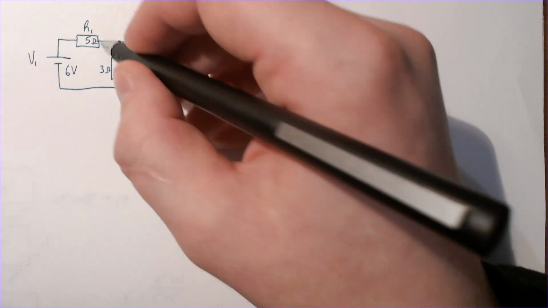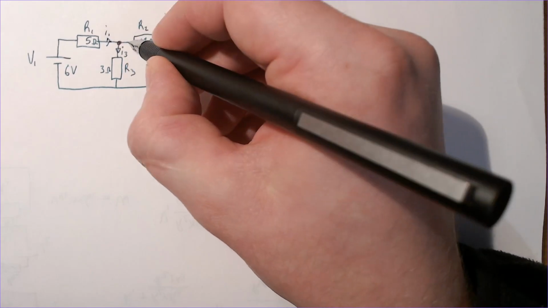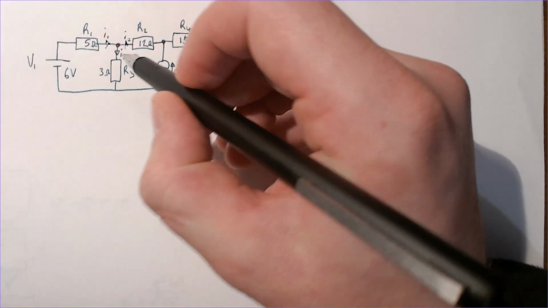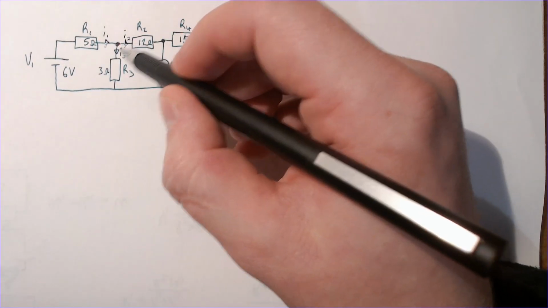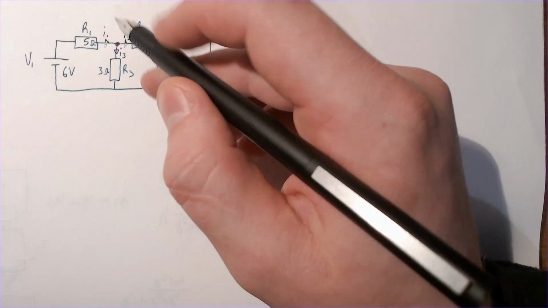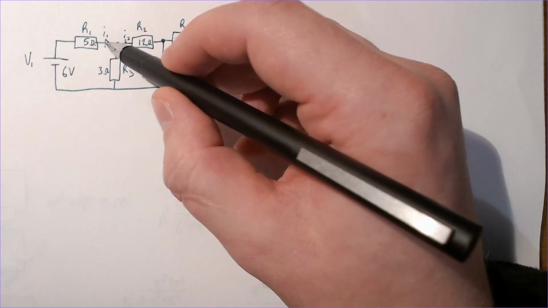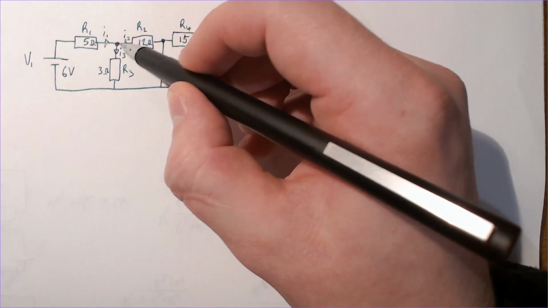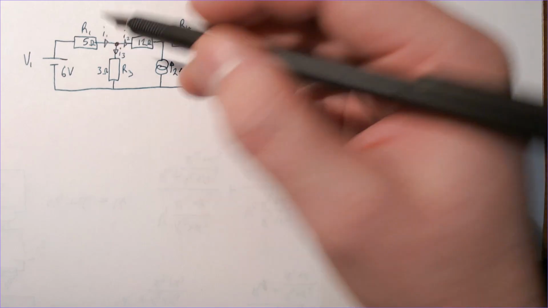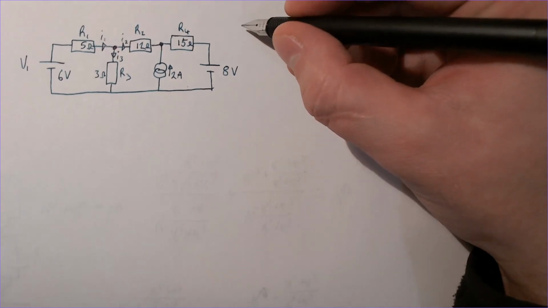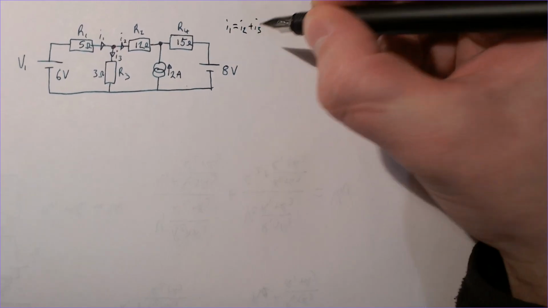That's I3 already. Let's call this one I1, I2. Now notice I've drawn the directions of the arrows differently to how I drew them before. It doesn't matter as long as the equation is met: all currents going into a node sum to 0. So you can see this current's going in, but these two are coming out. As I1 splits up into I2 and I3, I2 plus I3 must equal I1. So we can write up here I1 equals I2 plus I3.